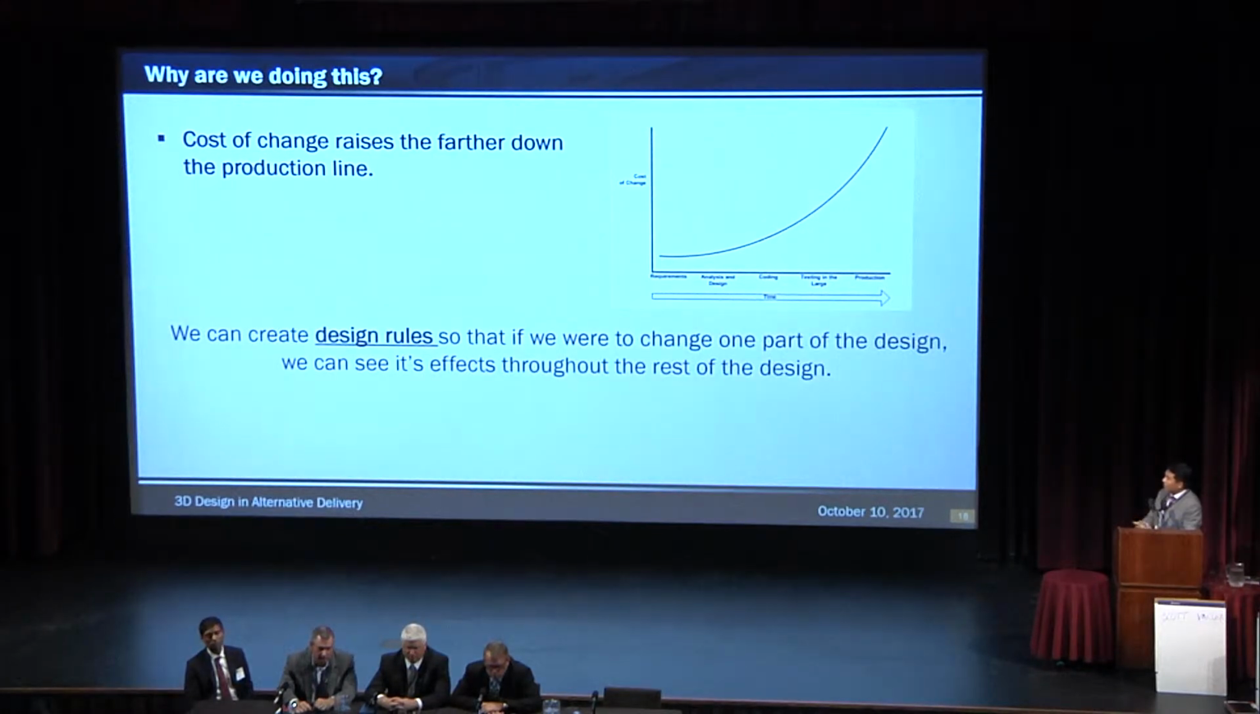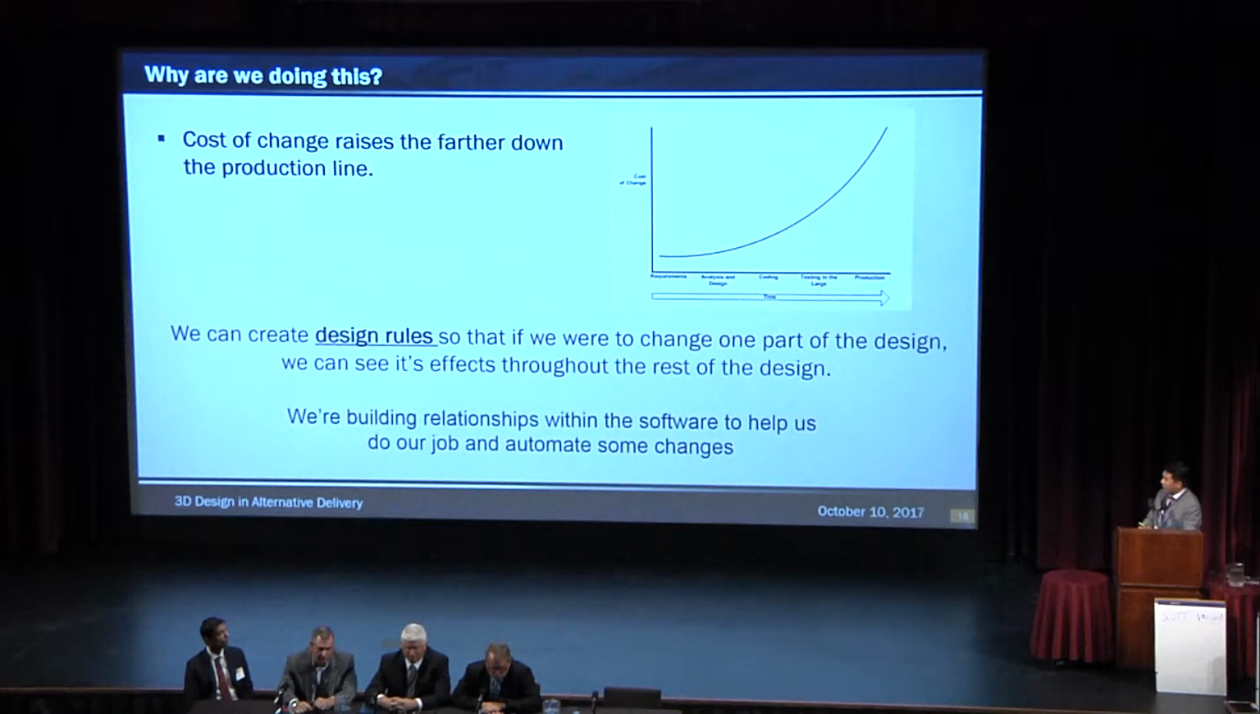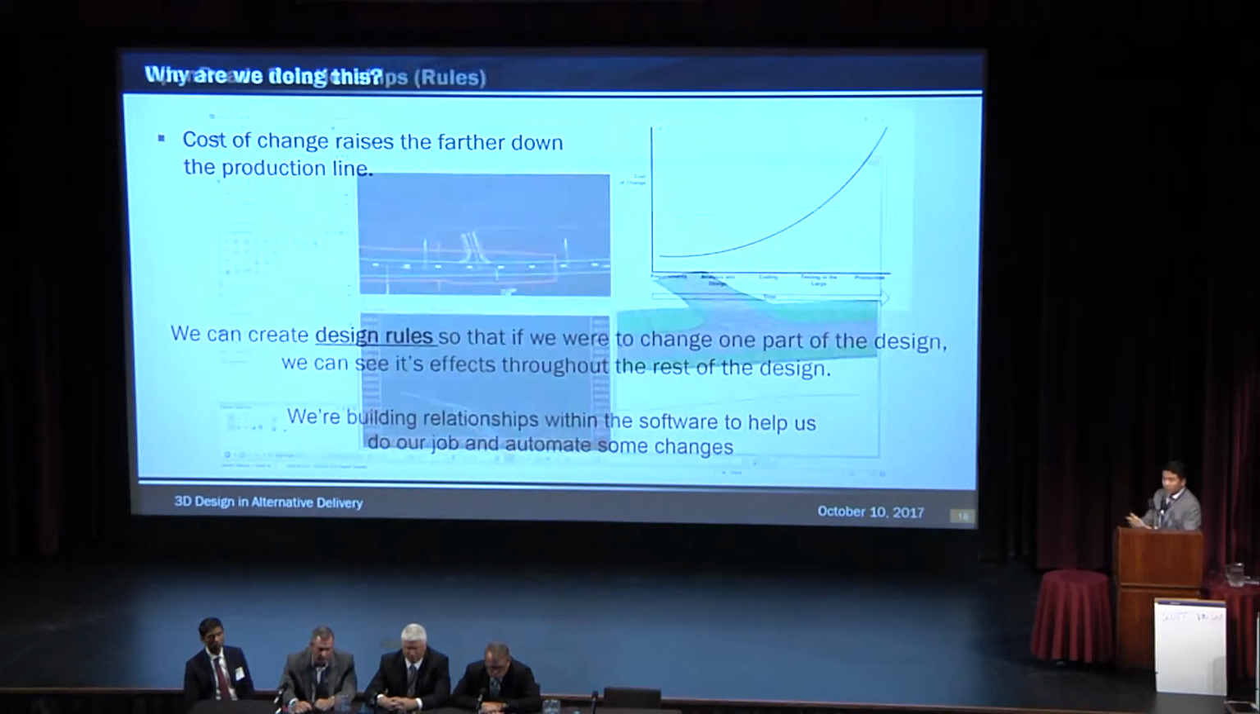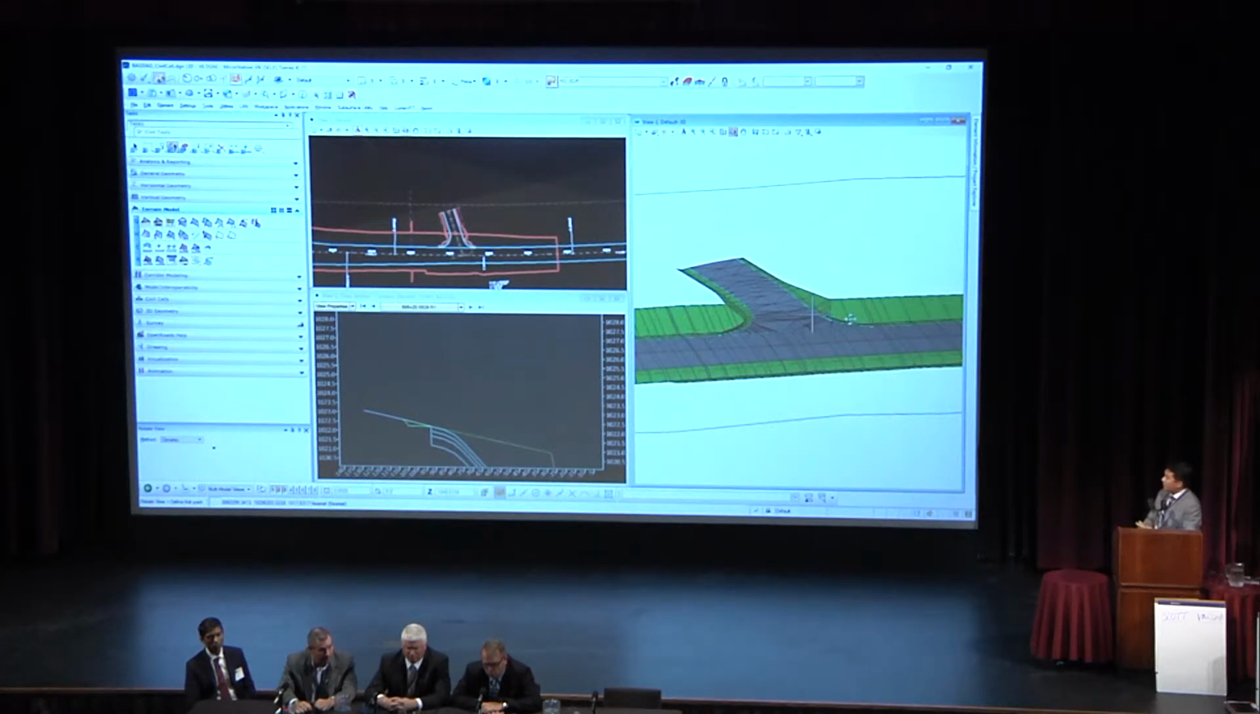Well, we want to make that a little bit easier. We can create design rules so that if we were to change one part of the design, we can see its effects throughout the rest of the design. And some are easier than others, but we'll go through some examples. And we're building relationships within the software to help us do our job and automate some changes, because really, at the end of the day, we just want to make sure we automate and make things faster.